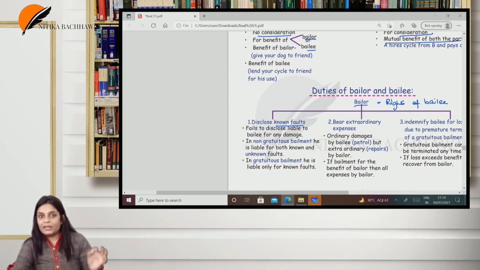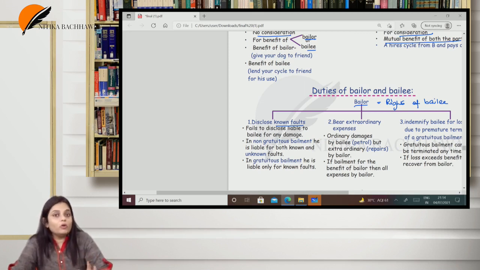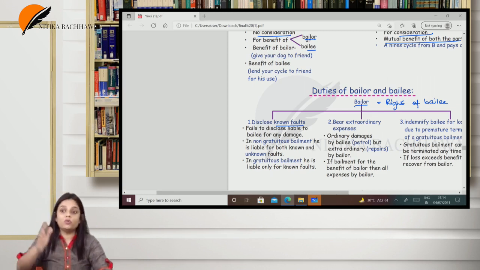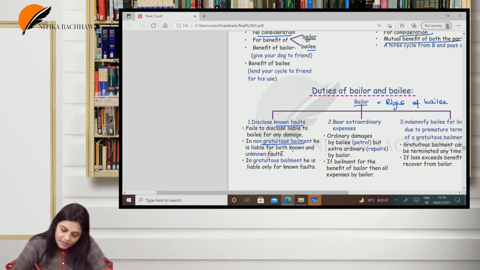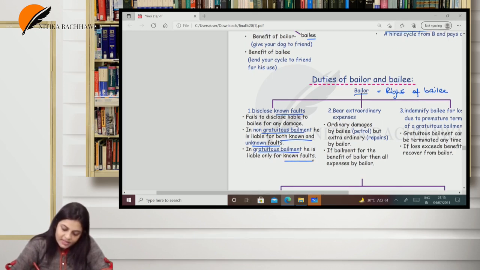So I repeat again, when we talk about faults in the goods, if it is a gratuitous bailment, he is liable for the known faults, whereas if it is a non-gratuitous bailment, he is liable for both the known and the unknown defects.